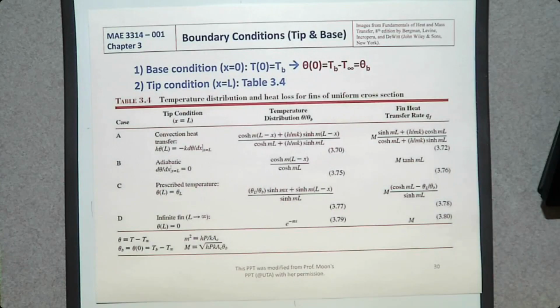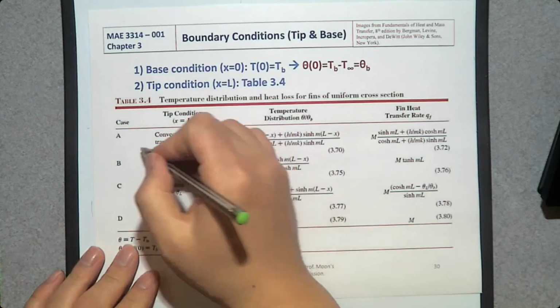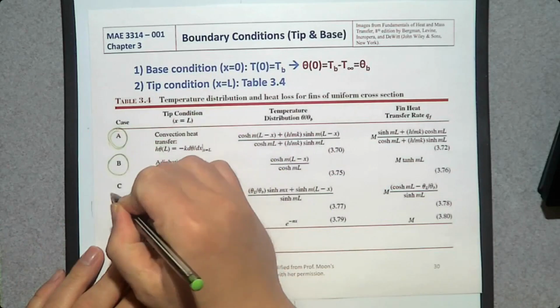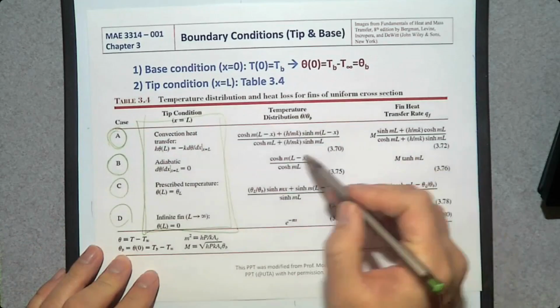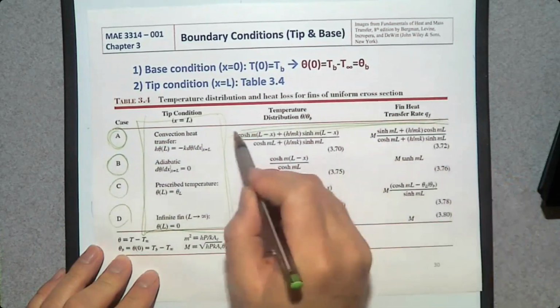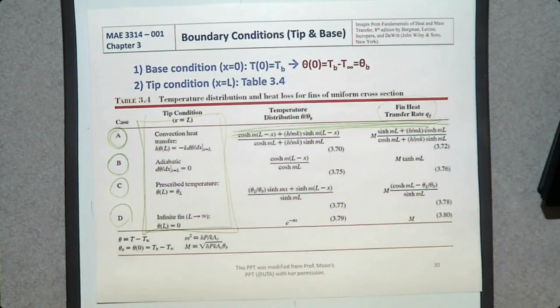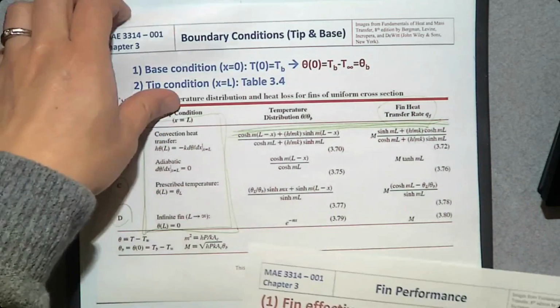Okay. So last week we studied how to evaluate the temperature distribution within a fin and the rate of heat transfer to a fin. So there are 4 different cases, and depending on these assumptions, these are the temperature distributions and fin heat transfer rates. So today we are going to study how to evaluate the performance of this fin.